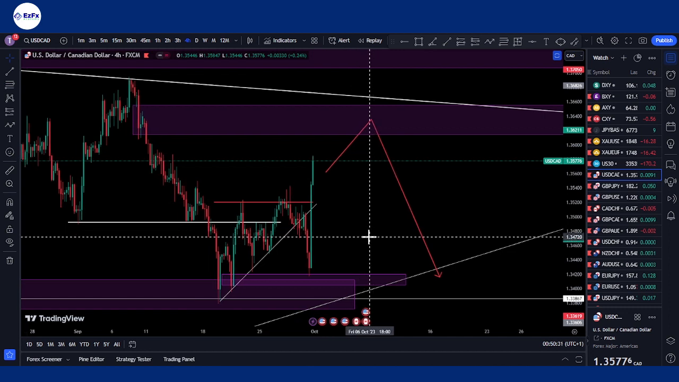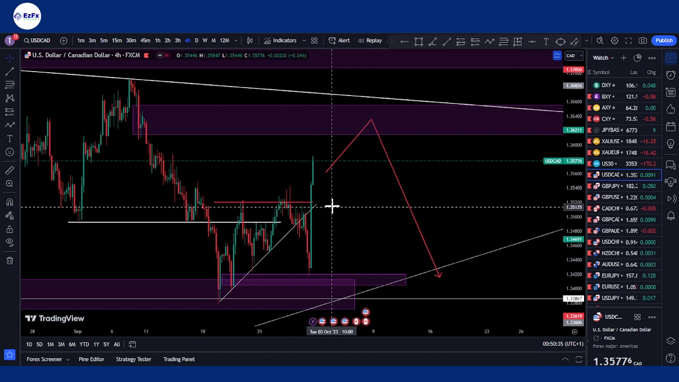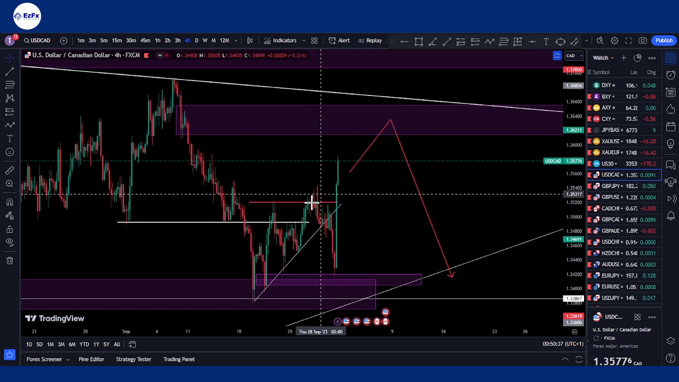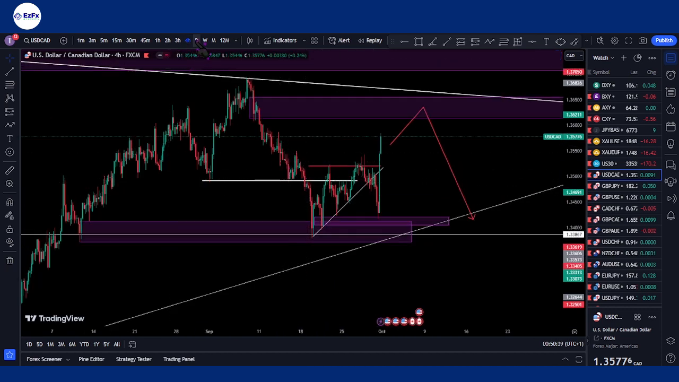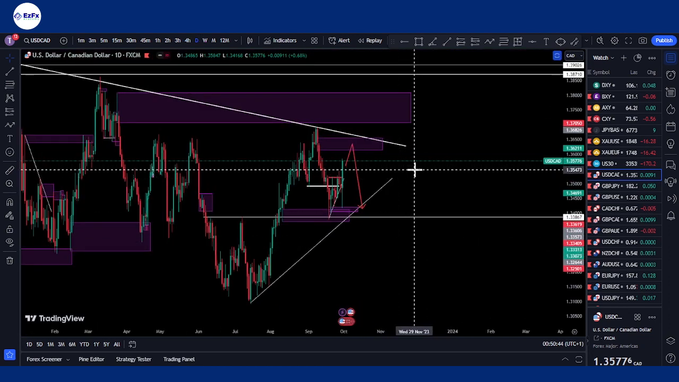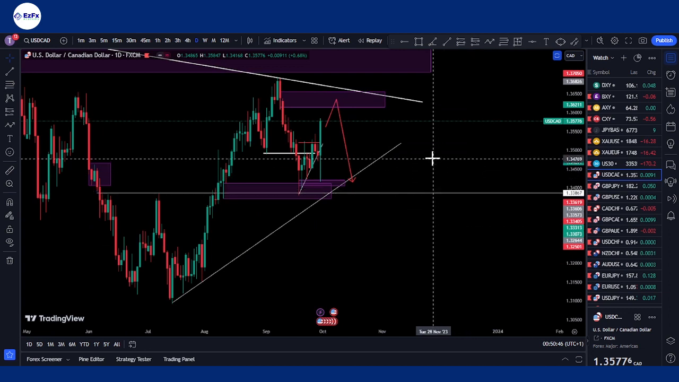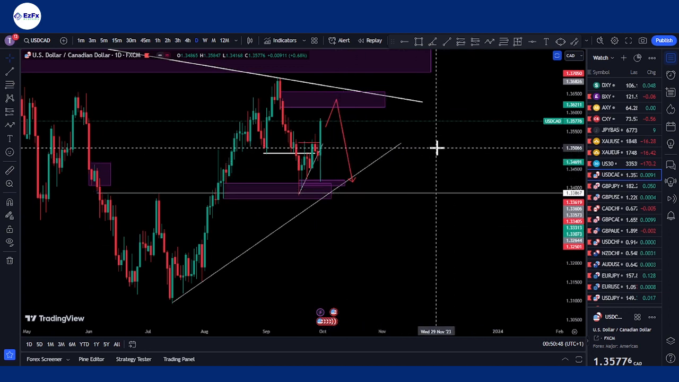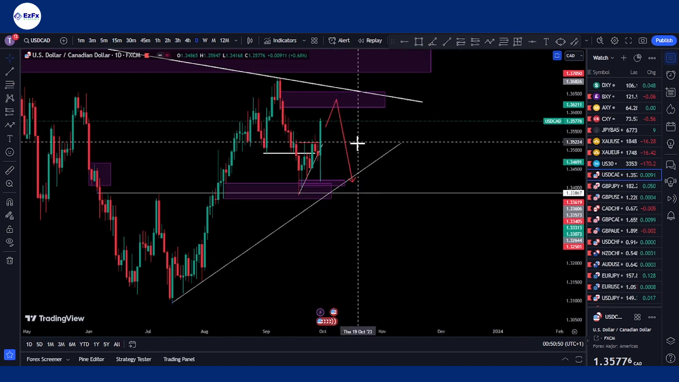Overall, I think we should still be seeing USD CAD get a bit stronger. So we should probably see more of a buy to sell on USD CAD. It feels like my voice is getting weaker as I speak, but don't mind me. That being said, I'm expecting the buy to sell on USD CAD.